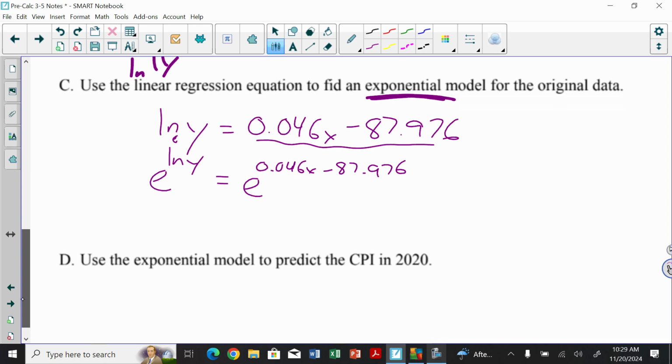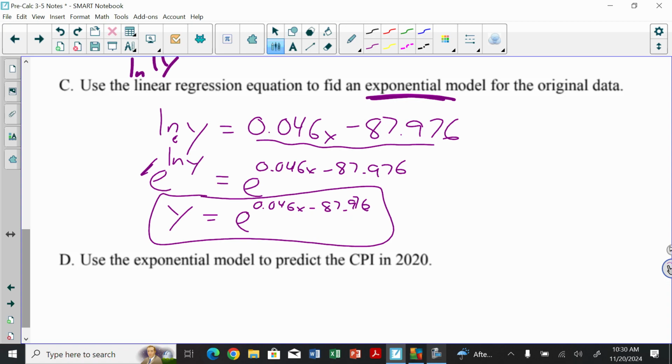Now, we know that e to the natural log of y ends up being just y here. That's how we solve for y, because right here is the inverse property. We know that these are inverses. So e to the natural log of y is y. So y is going to equal this here, e to the 0.046x minus 87.976 power.